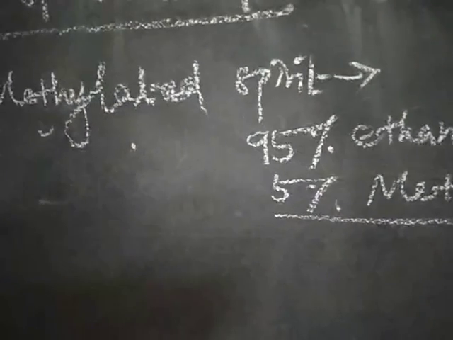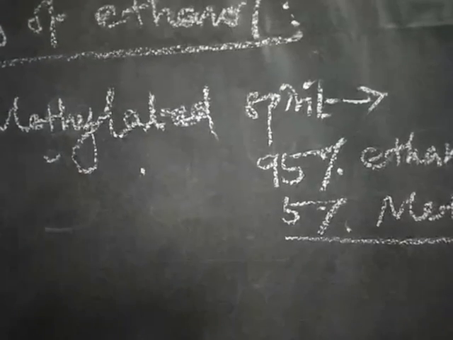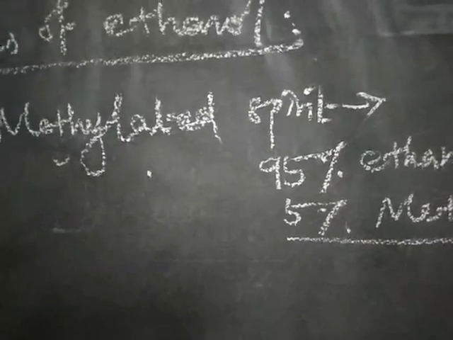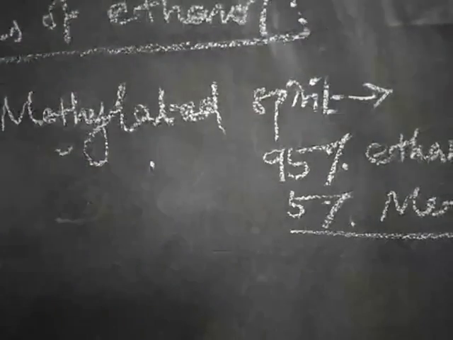Next, rectified spirit, which we have already discussed. 95.5% ethanol plus 4.5% water is called rectified spirit. And what is meant by absolute alcohol? 100% pure ethanol is known as absolute alcohol.